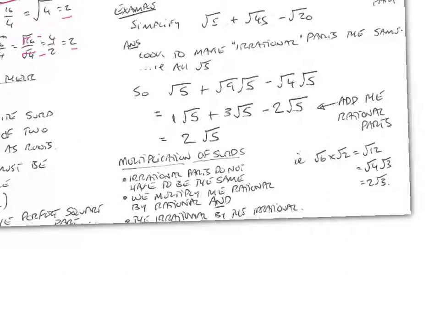Now, for the multiplication of surds, not the adding and subtracting, the irrational parts don't have to be the same. We'll multiply the rational by the rational and the irrational by the irrational. Okay, so we might have root 6 by root 2, that will give us root 12. Root 12 then is the same as the perfect square, that is root 4 times root 3, 4 3s are 12, and the perfect square ends up as 2 by root 3. So that's multiplying the surd, root 6 by root 2, that's the same as 2 root 3.